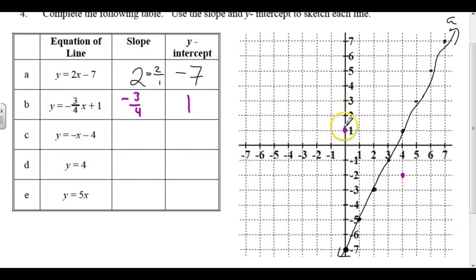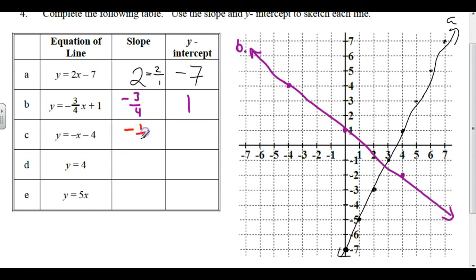I can't quite get there. But it also says go up 3 and left 4. Go up 3 and left. Okay, I won't do it either. And we draw the line, and we put arrows on both ends. And we label it. That's B.